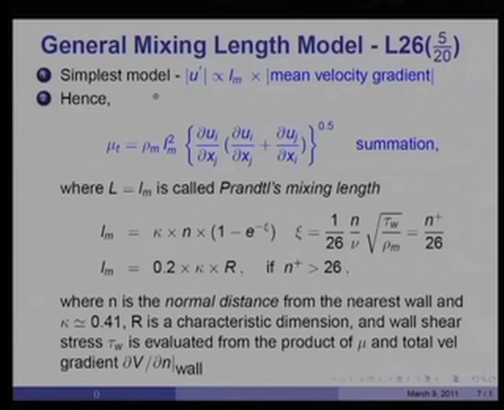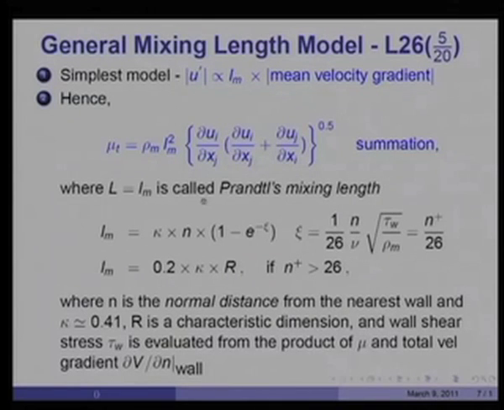For example, the simplest model of u prime, which is called the general mixing length model, is to say it is proportional to some length scale L m multiplied by the mean velocity gradient. In a three-dimensional flow, mu t would become rho times L m squared multiplied by (du_i/dx_j du_i/dx_j ... du_j/dx_i) raised to 0.5 with summation. So this is really phi v, if you like, the average mean velocity gradient.